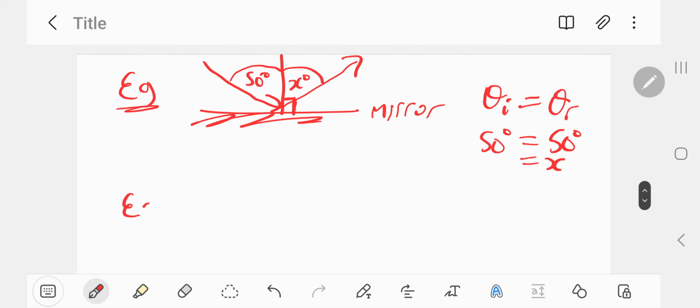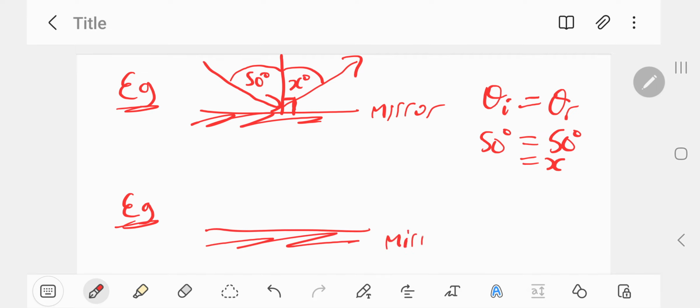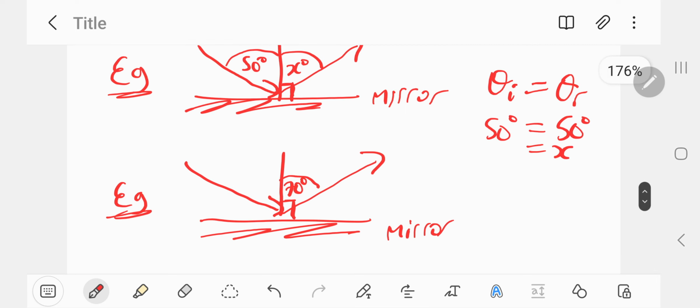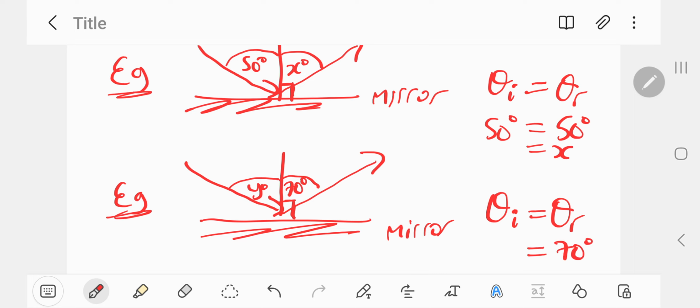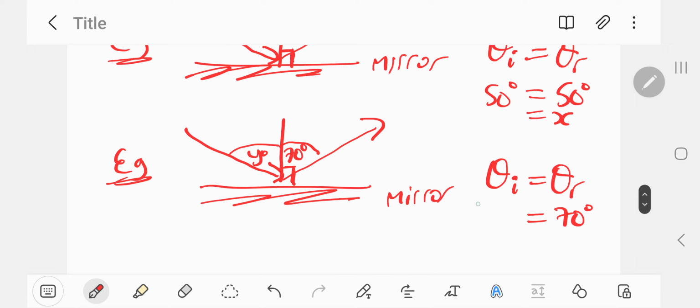Quite simply. We'll do another example. Suppose you have another mirror. Incident ray, reflected ray, here's the normal. Suppose we know the angle of reflection to be 70 degrees. We need to work out the angle of incidence, y degrees. Well, once again, the law of reflection states that the angle of incidence, theta sub I, is equal to the angle of reflection, theta sub R. If the angle of reflection in this case is 70 degrees, for this relationship to be satisfied, the angle of incidence must be 70 degrees, and that's y.